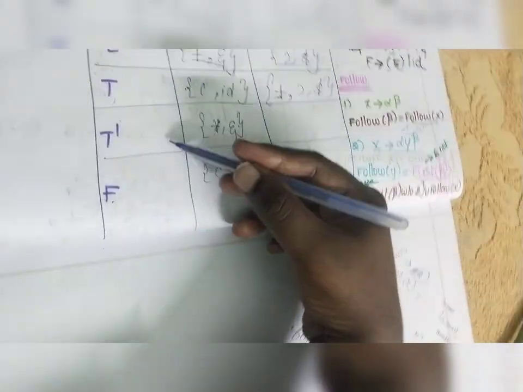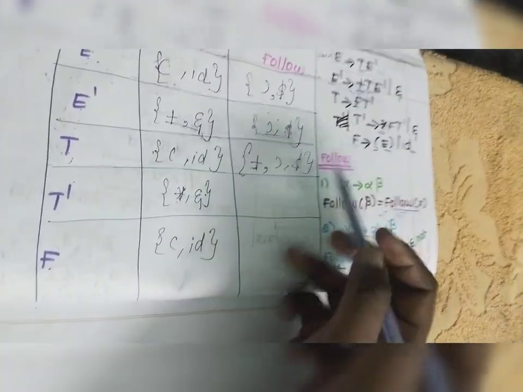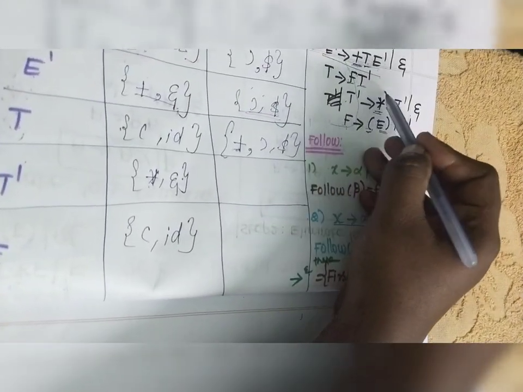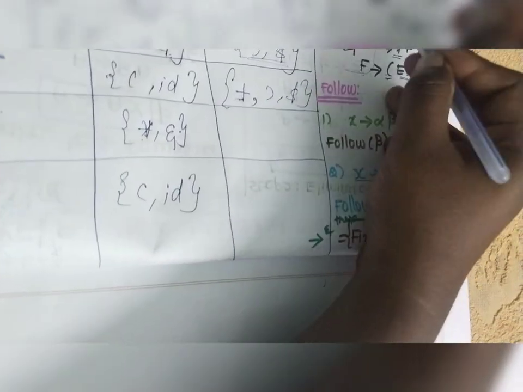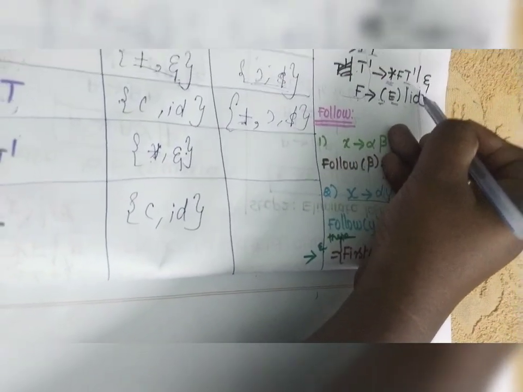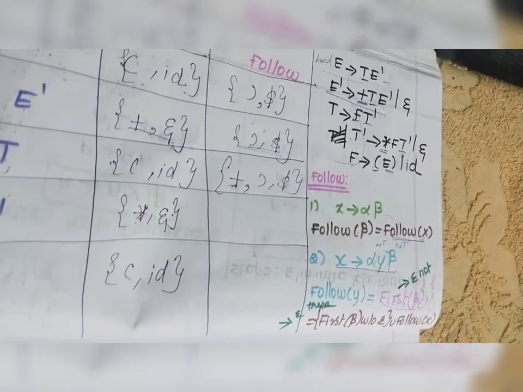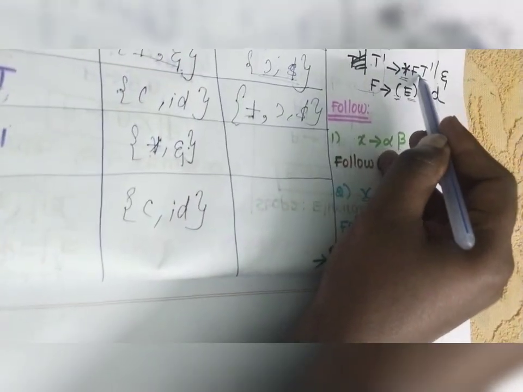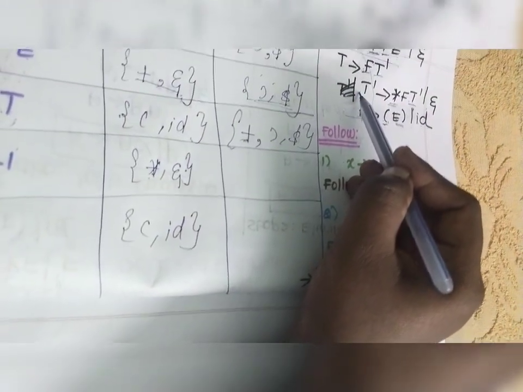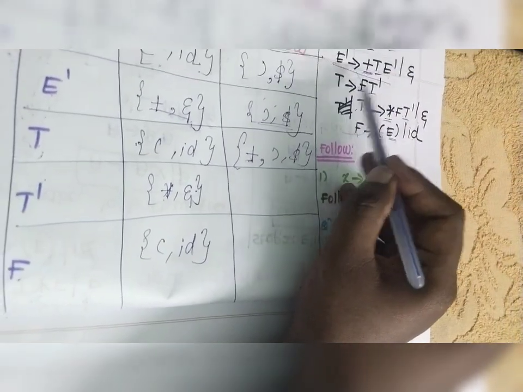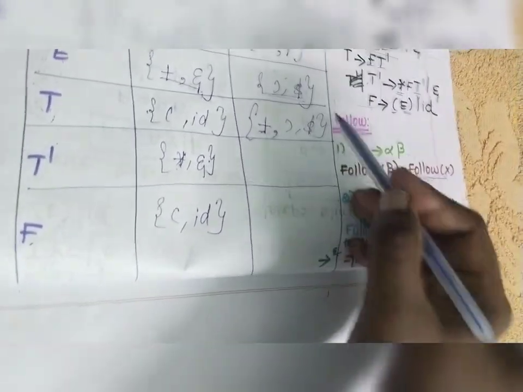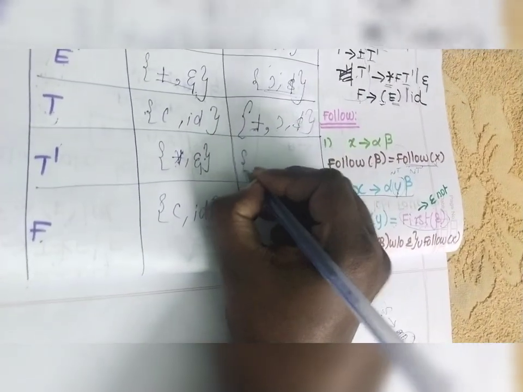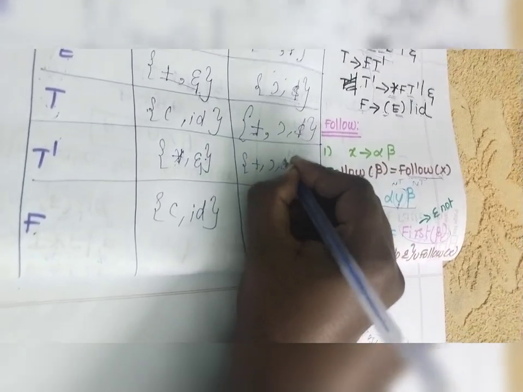Then you can do the T dash production. T dash is followed by anything? T dash is also followed by nothing. Here also T dash is followed by nothing. If it is followed by nothing, you have to do the follow for X. If I choose this production, again the follow for T dash will come. So that is why I am doing this. Follow for T only will come, so follow for T dash is plus, close bracket and dollar symbol.